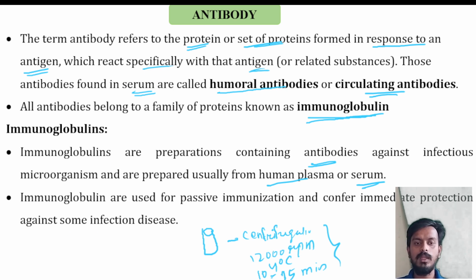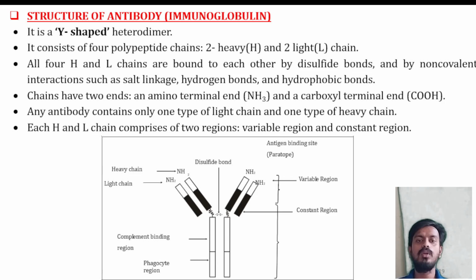Next, let's talk about the structure of an antibody or immunoglobulin. Immunoglobulins have a Y-shaped structure, which you can see from this diagram. It consists of 4 polypeptide chains, that is 2 heavy chains and 2 light chains. The long chain which you can see is the heavy chain and the short one is the light chain.